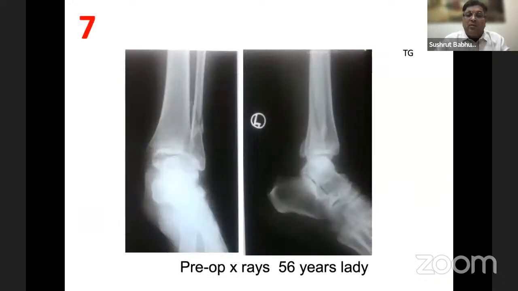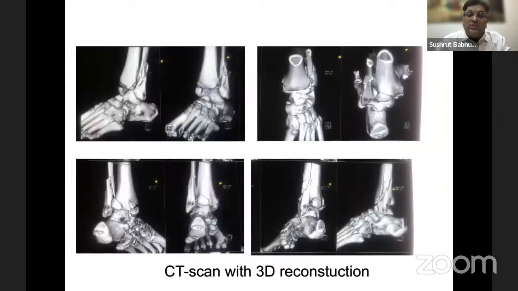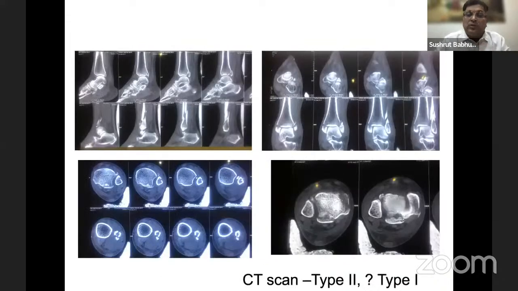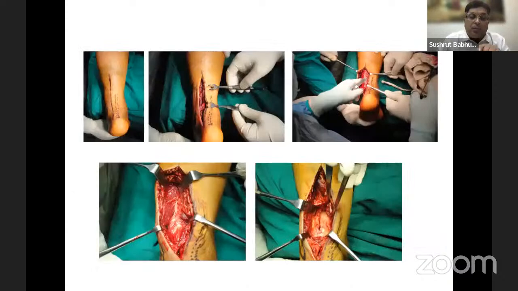Pre-op X-ray, again a trimalleolar fracture: do a CT assessment, CT reconstruction, CT tomograms to assess the location of the fragment. So that's the CT tomogram. It shows you on the right bottom picture where the posterolateral fragment is located. Because it's a posterolateral fragment near the fibula, you are sure that it is creating havoc in terms of instability, because the ligament will be attached here.